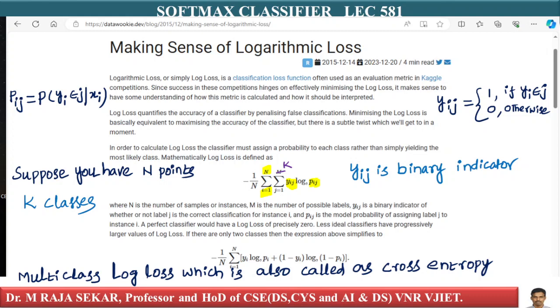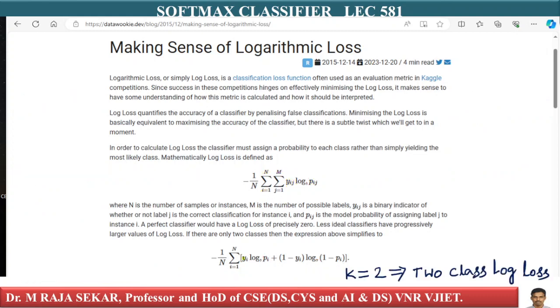Here what's happening? You are multiplying just this one. Which one is this? This one is actually log of Pij. It's not log comma, it's a printing mistake actually. It's log of Pij here. Yij into log of Pij. Yij is a binary indicator, and log of Pij, where Pij is the probability of yi belongs to j given xi, is the log probability, isn't it?